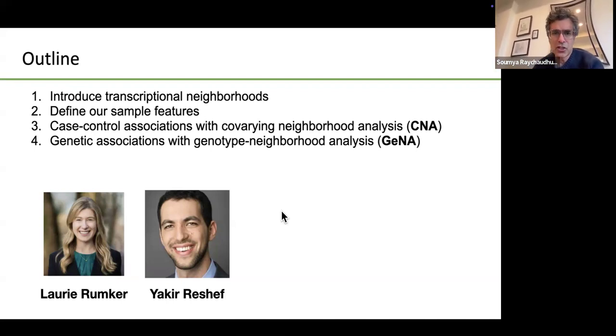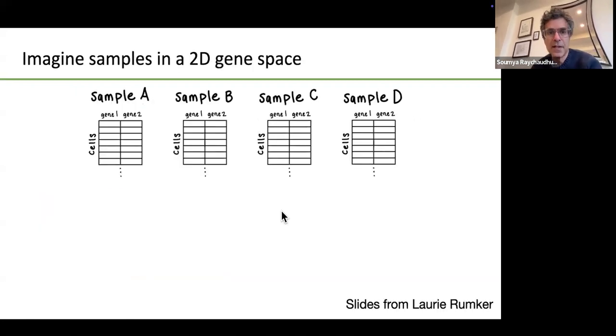So let me start by talking about transcriptional neighborhoods and our sample features that we're going to use. And then in the latter part of this, I'm going to talk about how we do case control analysis and also specific analyses about genotype-based work.